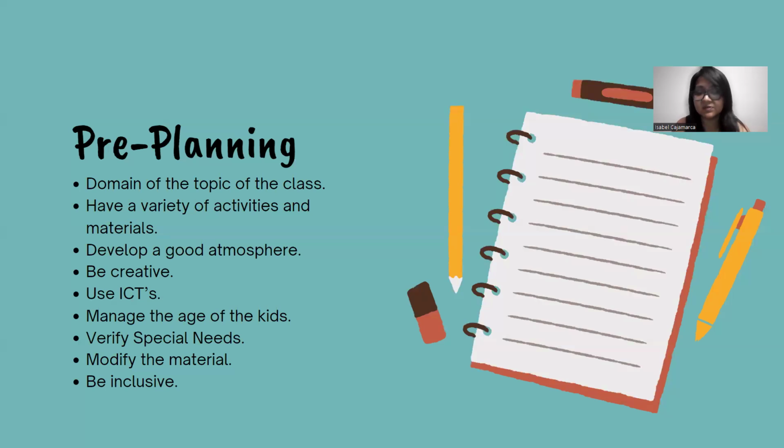So for that, it's really important to think first about a pre-planning. This pre-planning has some important facts. For example, before doing any class, you have to master the topic. If you're going to teach science, social studies, or language per se, because when you are an English teacher, you are going to be ready for preparing other subjects, you have to know the control of these contents. You also have to think of a variety of activities and materials.